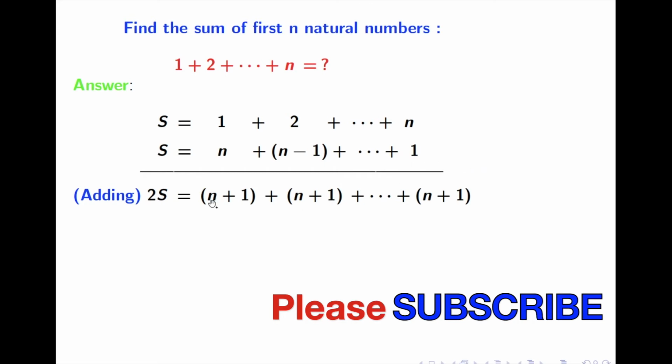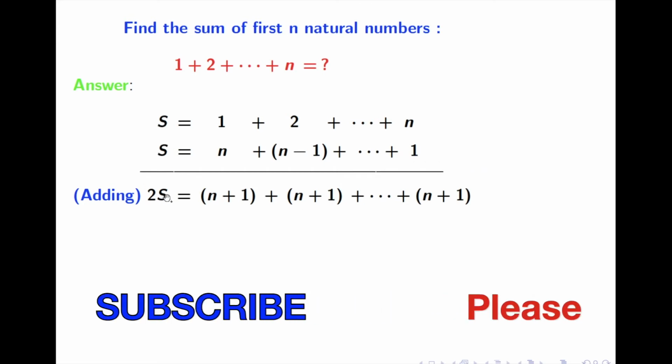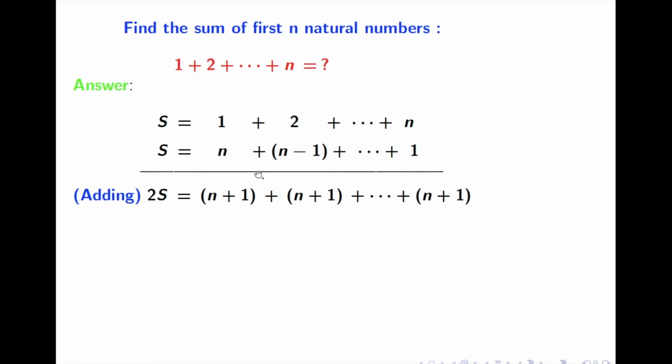2s in the left hand side, and in the right hand side we have n plus 1, and we will get the same value again because n minus 1 plus 2 is equal to n plus 1 plus dot dot dot. Again we have n plus 1 at the end. Here we have n numbers of n plus 1.